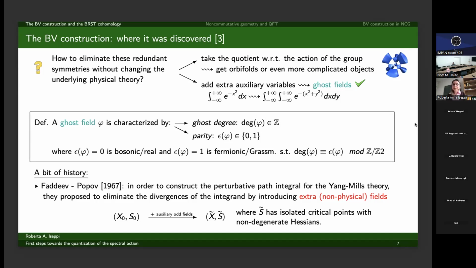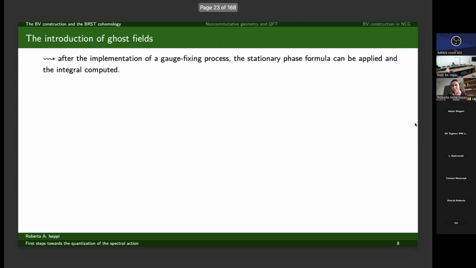What they were doing was studying Yang-Mills theory, and they had this idea of adding variables, having as a final goal being able to then do a gauge fixing procedure and finally apply the stationary phase formula. So the goal is always to find a way to apply the stationary phase formula and have an action functional with isolated and regular critical locus.